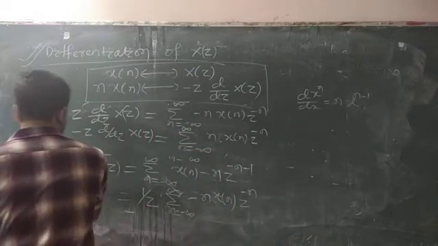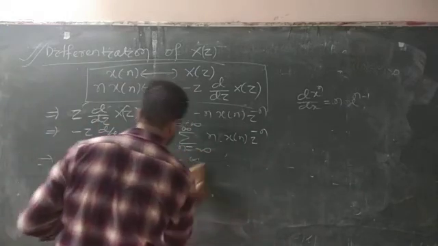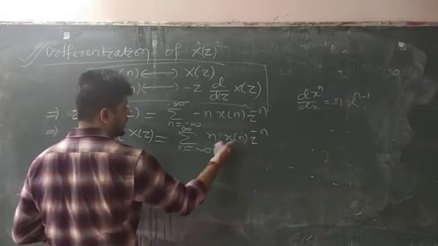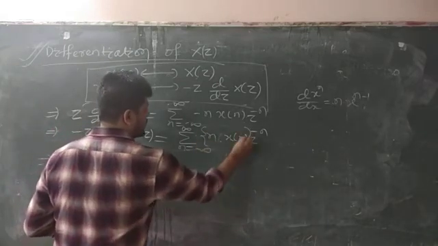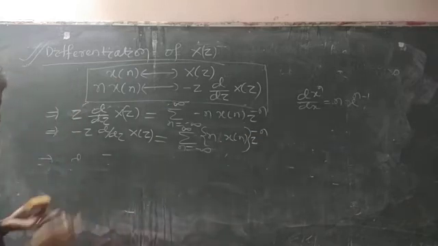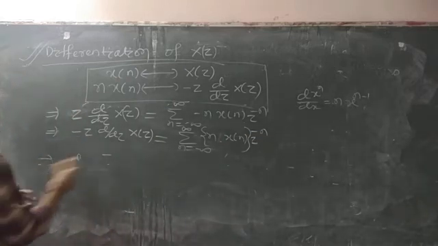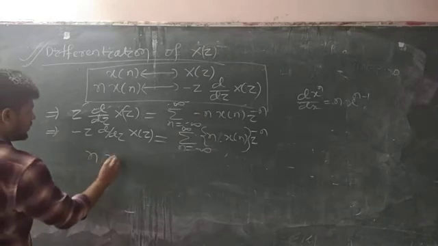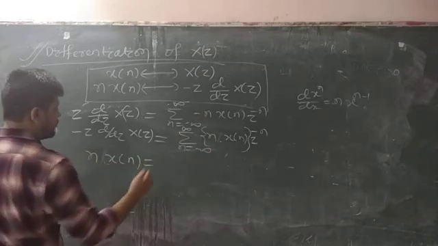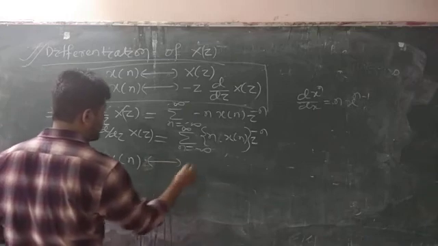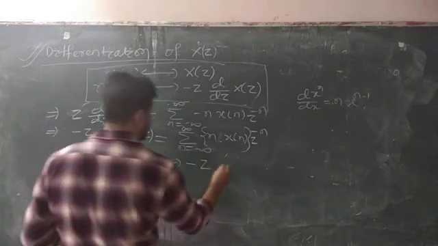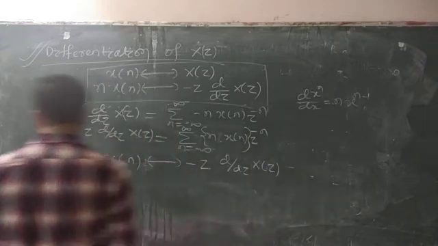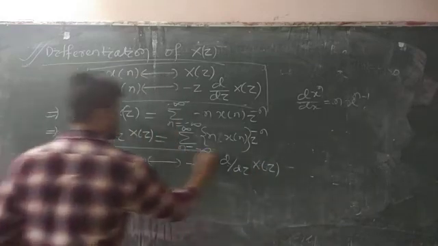From this we can conclude that the z transform of n x(n) is nothing but minus z d by dz X(z). So the z transform of n x(n) is equal to minus z d by dz X(z). This is a very important property.